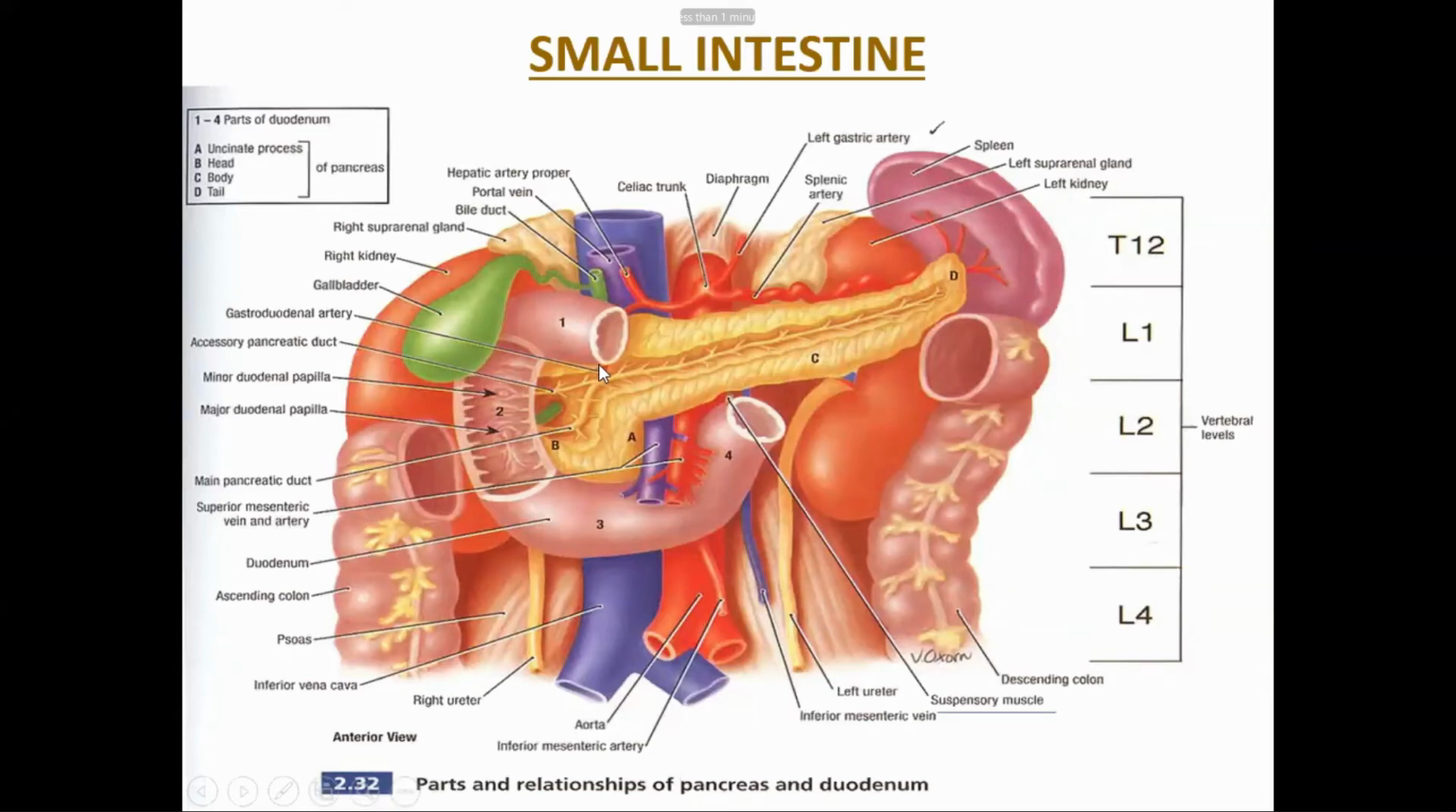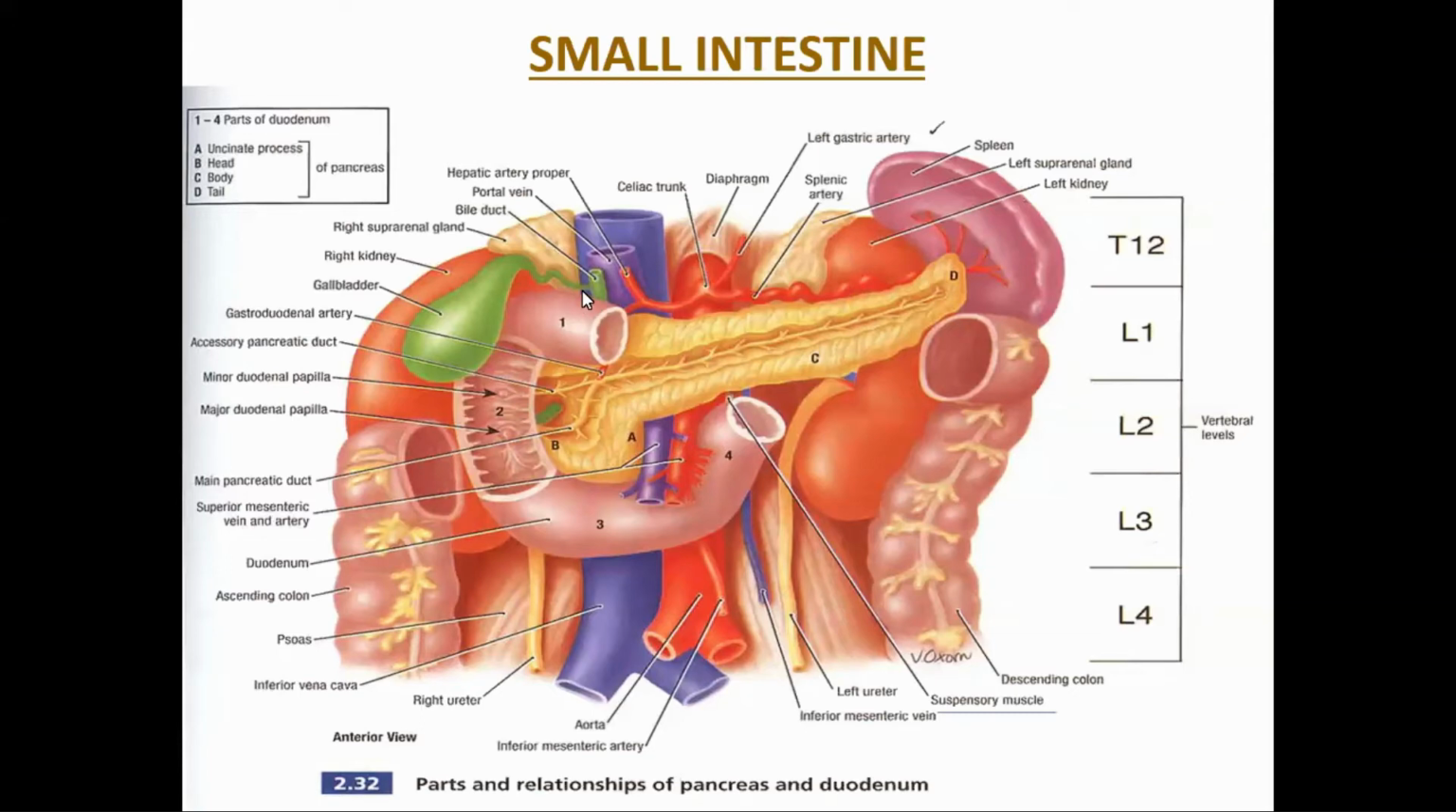See, the duodenum is divided into four parts: first, second, third, and the fourth part. So what are the relations of the first part? Anteriorly is the gallbladder and the quadrate lobe of the liver. Posteriorly, bile duct, gastroduodenal artery, portal vein, and the inferior vena cava.